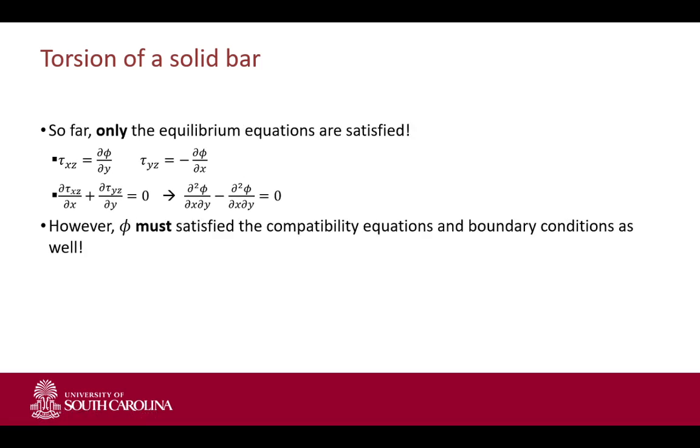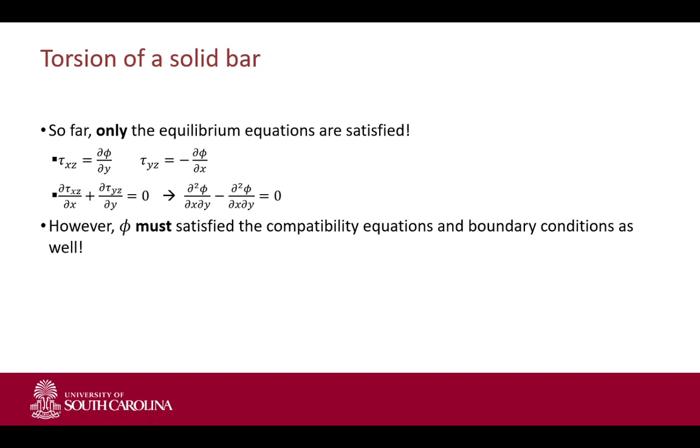Once we validated that, or we satisfied that, we showed that if we assume this form of phi, that d phi dy is equal to tau xz, and negative d phi dx equals tau yz, then our equilibrium equations are automatically satisfied.